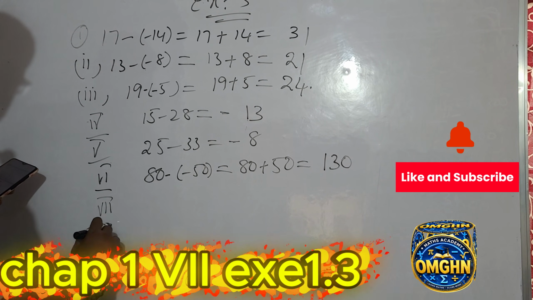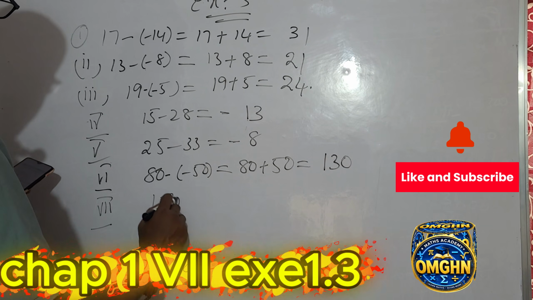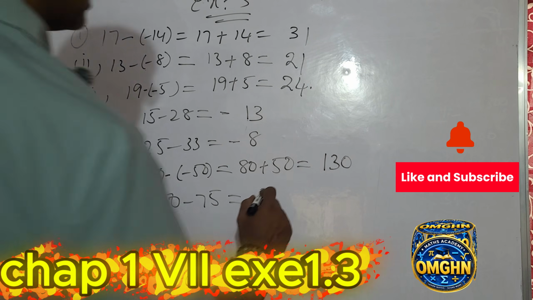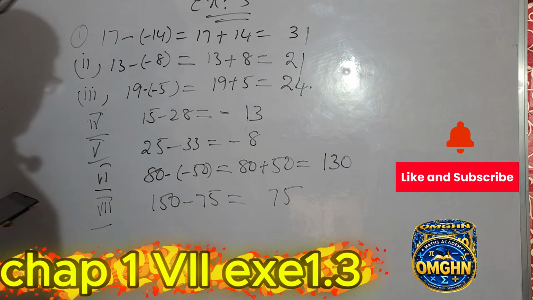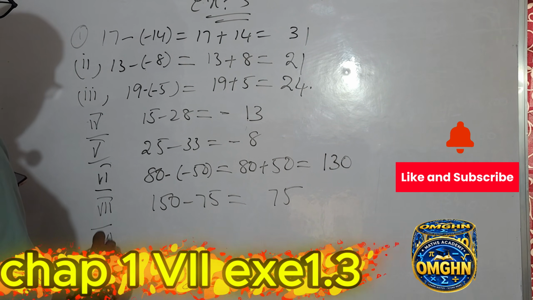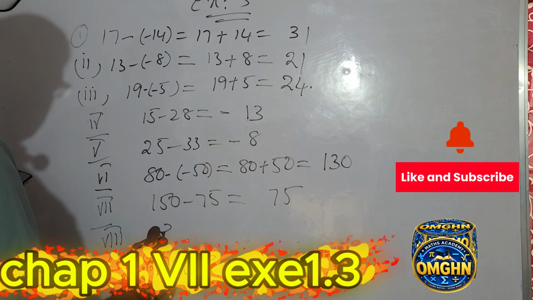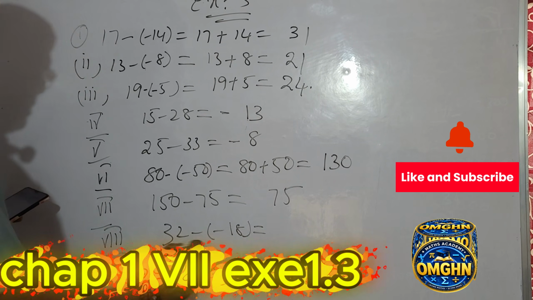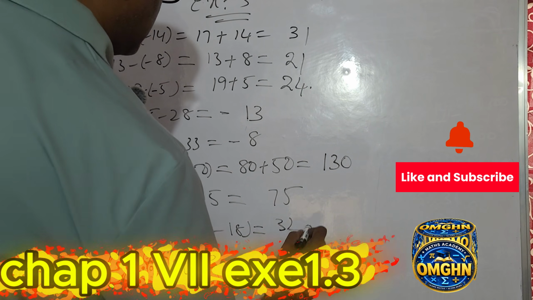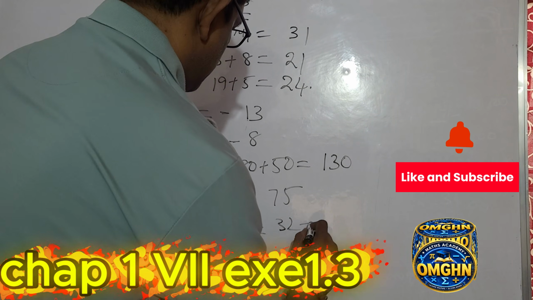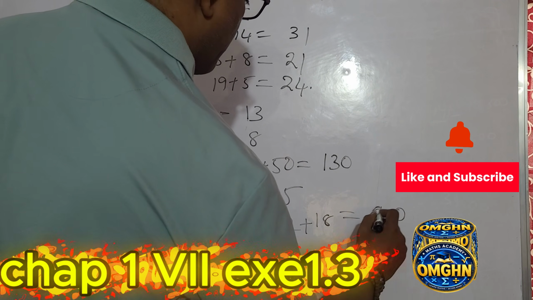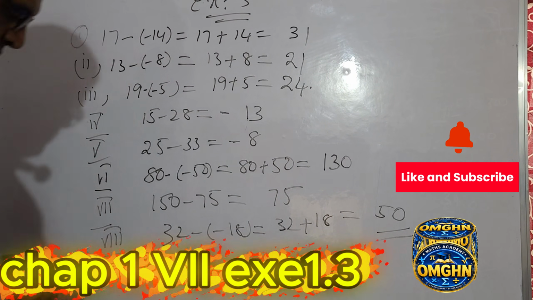Seventh sum. 150 minus 75. Subtraction we are doing. The answer is 75. Last sum. 32 minus of -18. Minus into minus, it will become plus. That is 18. The answer is 50. Okay.